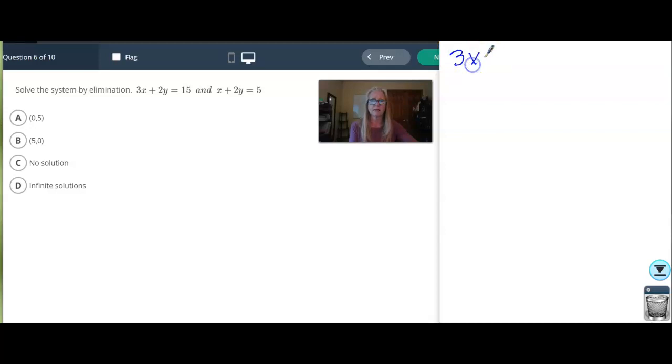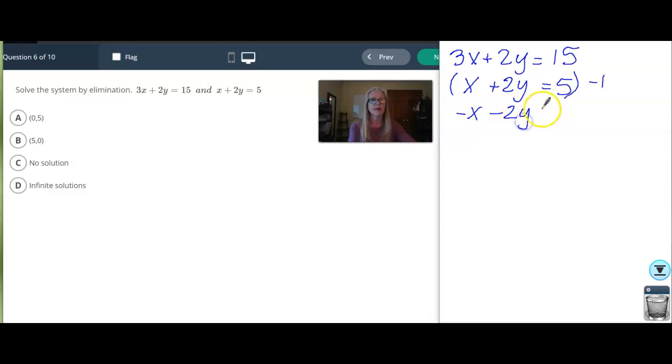We have 3x plus 2y equals 15, and then we have x plus 2y equals 5, right? Well, what we need to do here, since we have 2 exactly matching terms, they're not opposites, but we need them to be. So what we do is we multiply this entire equation by negative 1. That will give us negative x minus 2y equals negative 5.